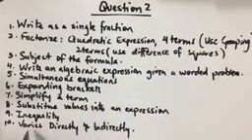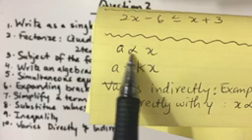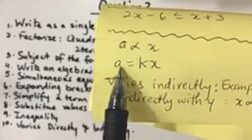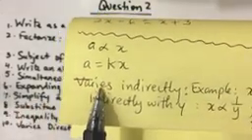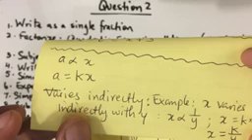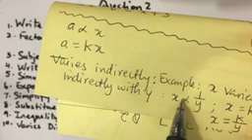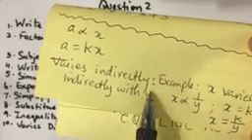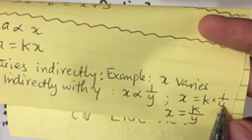Now number 10, we have varies directly and indirectly. We need to know what this means. Now this here means a is directly proportional to x, so this also means that a is equal to some constant k times x. If we have something that is varying indirectly, then let's look at an example. If x varies indirectly with y, that means that x is directly proportional to 1 on y, the reciprocal of y, and then I can rewrite this now as x is equal to some constant k times 1 on y. And then this is just x is equal to k on y.